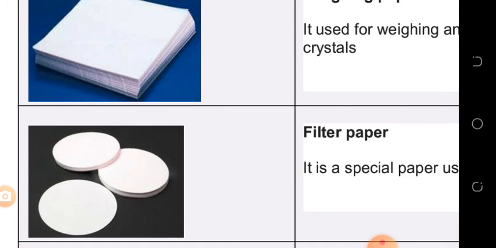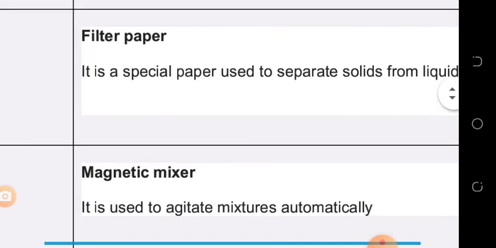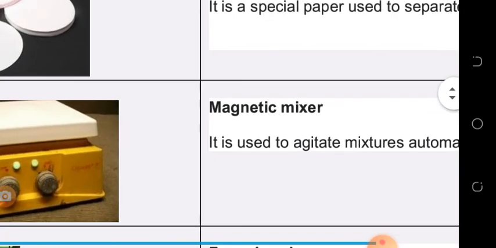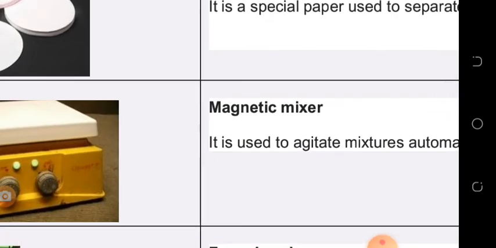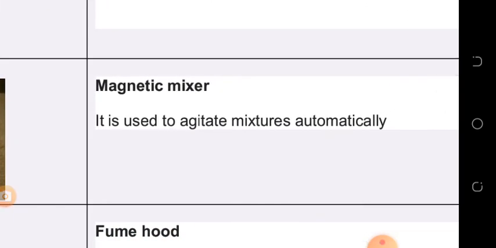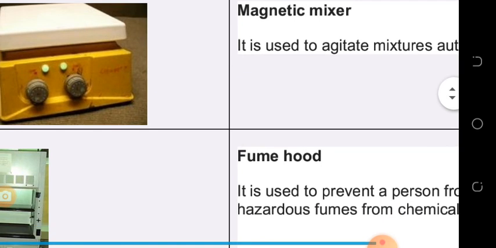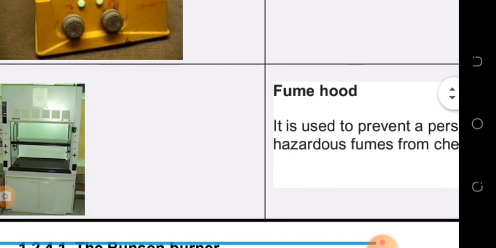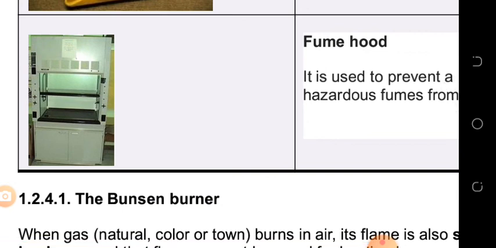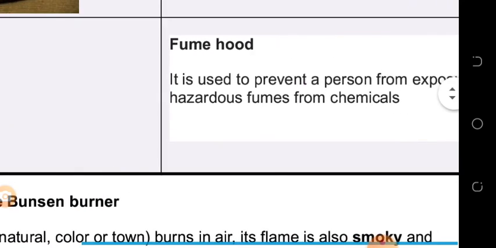Filter paper: it is a special paper used to separate solids from liquids. Magnetic mixer: used to agitate mixtures automatically. It means that it can agitate the mixtures so that if those mixtures are liquid, they can coagulate to produce solid substances, which can be analyzed by different, more advanced apparatuses.